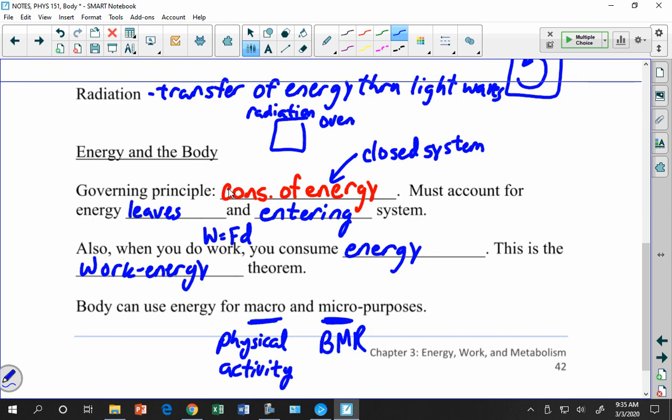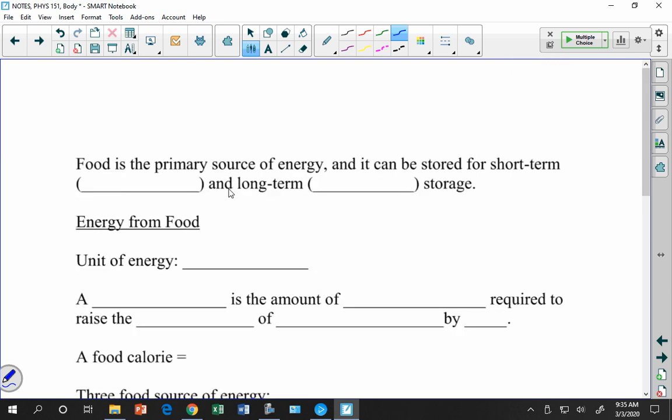Food is the primary source for energy, and it can be stored for short term in glycogen, and long term as fat storage. And your body uses both of those. The unit of energy is a calorie, capital C calorie.